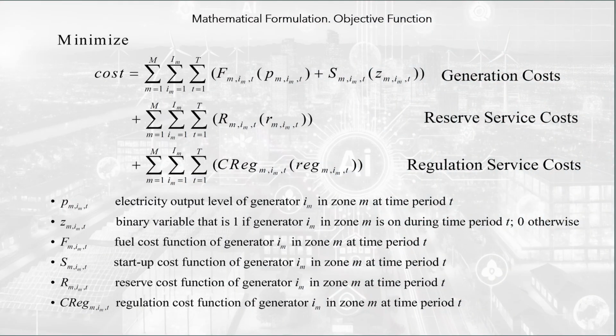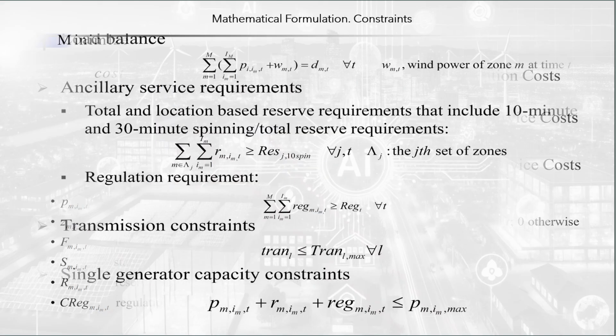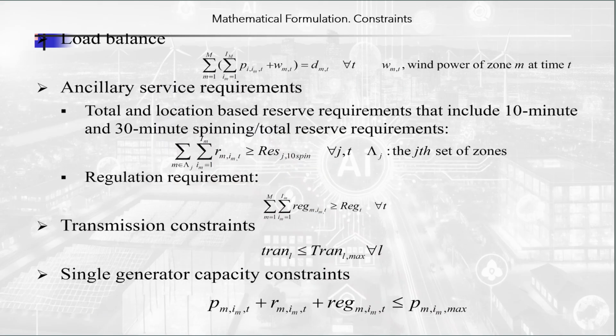Mathematical formulation. Objective function. Minimize the sum of generation costs, reserve service cost, and regulation service costs. Mathematical formulation. Constraints. Load balance. Ancillary service requirements. Total and location-based reserve requirements that include 10-minute and 30-minute spinning and total reserve requirements, and regulation requirements. Transmission constraints, and single generator capacity constraints.